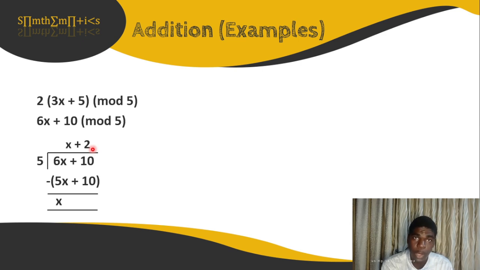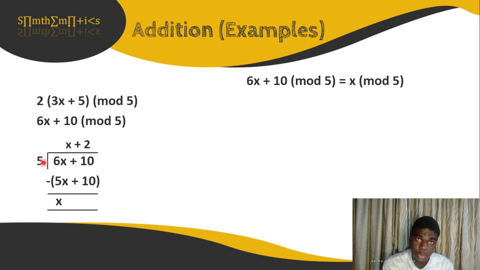Now to confirm that we are correct, we can multiply this x plus 2, which is our quotient, by our divisor. x plus 2 times 5 will give you 5x plus 10. Adding our remainder to it will give you 6x plus 10. So it means that our answer here is correct. From this, we can tell that 6x plus 10 in mod 5 is x mod 5.